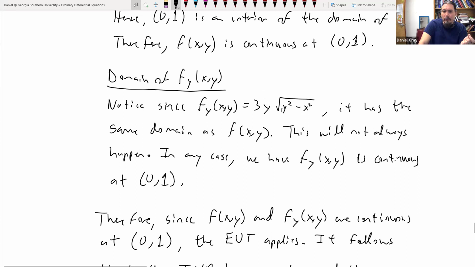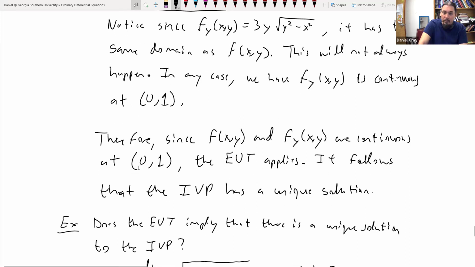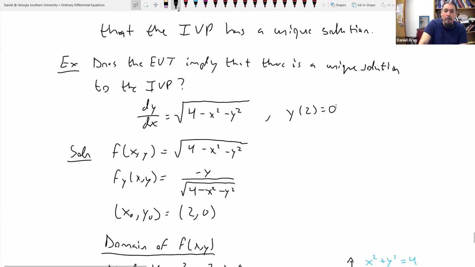What makes this a real number is if the square root of y squared minus x squared is a real number, okay? So in this particular scenario, this has exactly the same domain as f of x,y. This will not always happen, okay? In any case, since it has the same domain, f sub y is also continuous at (0, 1). So we've shown that f is continuous, and we've shown that f sub y is continuous, both at (0, 1). So then the existence and uniqueness theorem applies, and it follows that the initial value problem has a unique solution, okay?